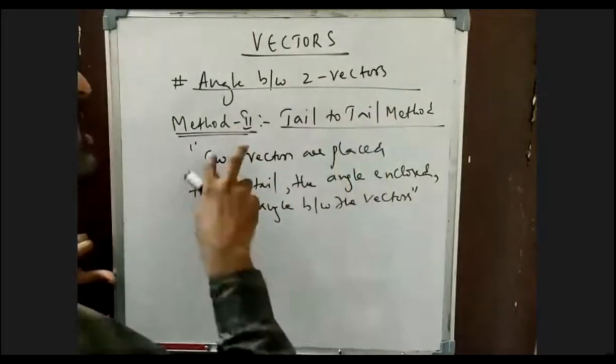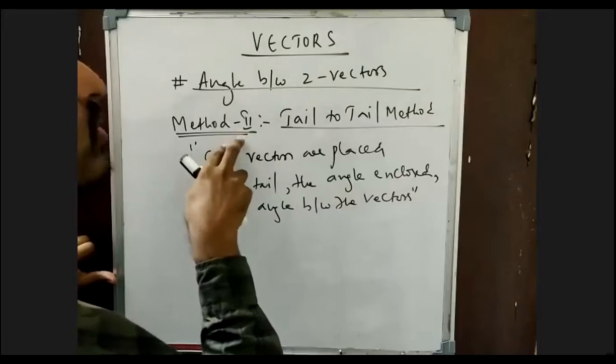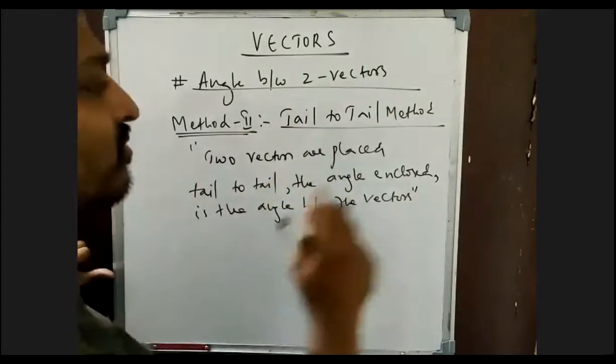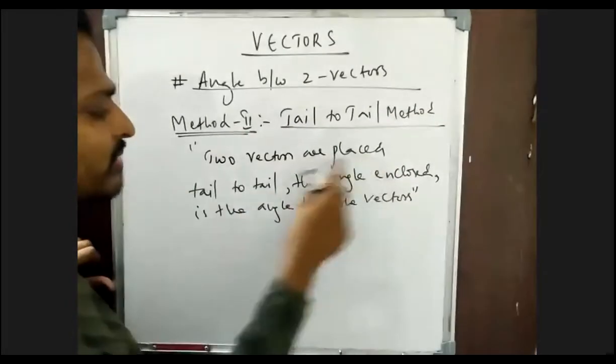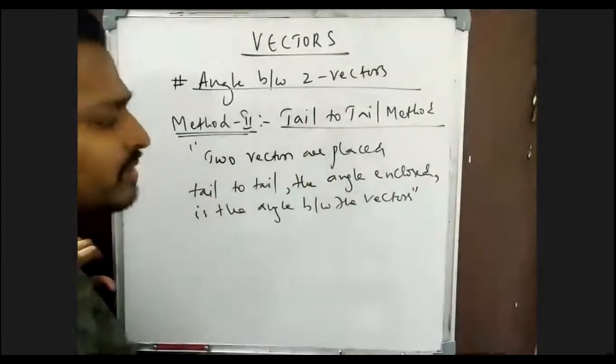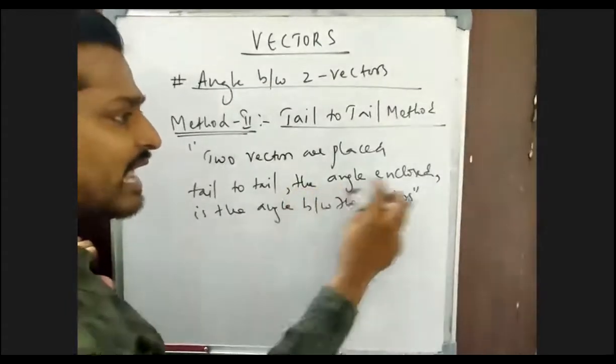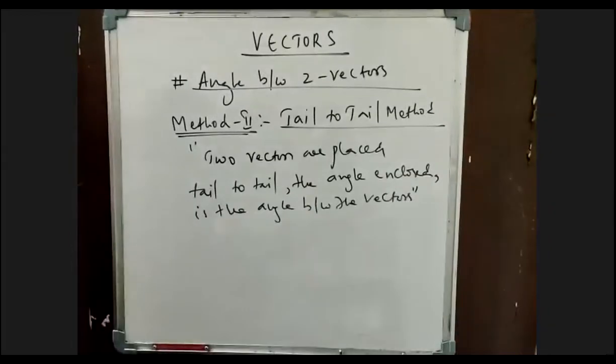Angle between two vectors. Method 2. In method 2, I am talking about the tail to tail method. What is the definition? Two vectors are being placed tail to tail. The angle enclosed is the angle between the vectors.